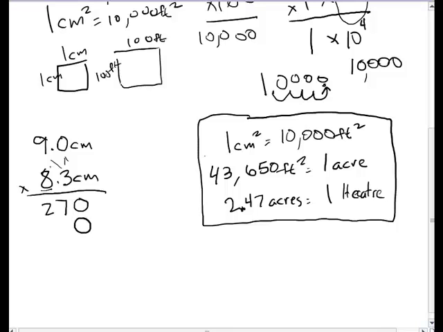So I'm going to figure out how many tens. So 8 times 0 is 0, and 8 times 9 is 72. And I'm going to line it up like this. That's the trick for long multiplication.